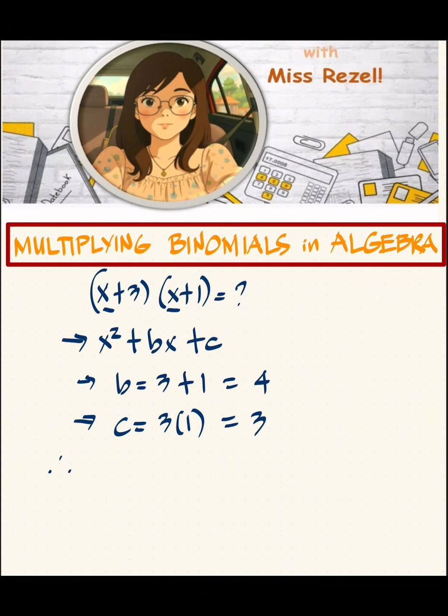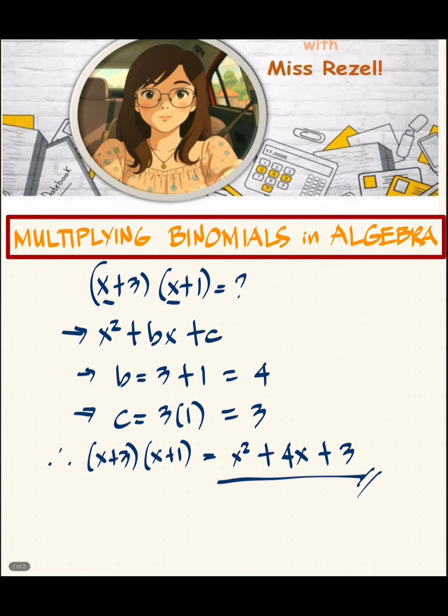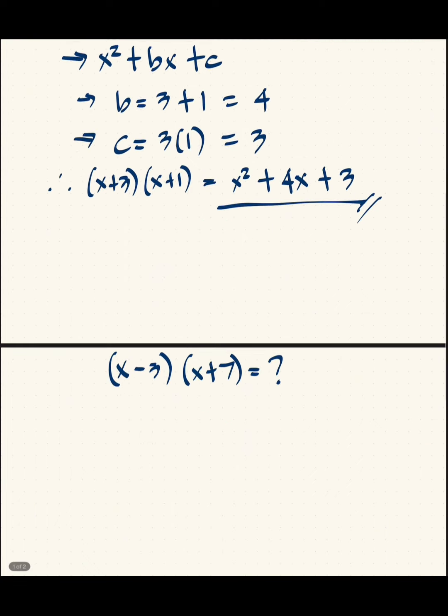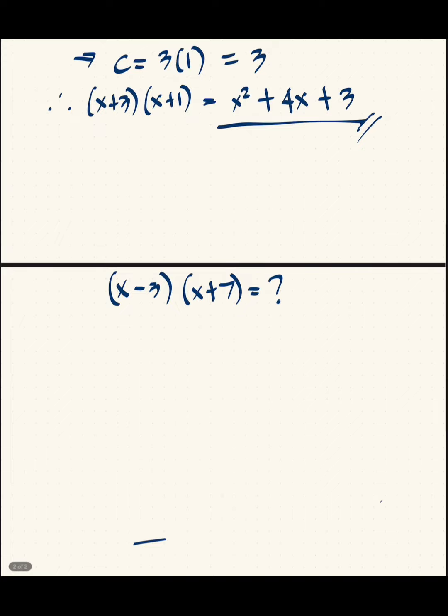Given that your x plus 3 times x plus 1 now is equal to x squared plus bx, where b is 4, so we have 4x, plus c, where c is 3, so we have x squared plus 4x plus 3. Another example would be x minus 3 times x plus 7.